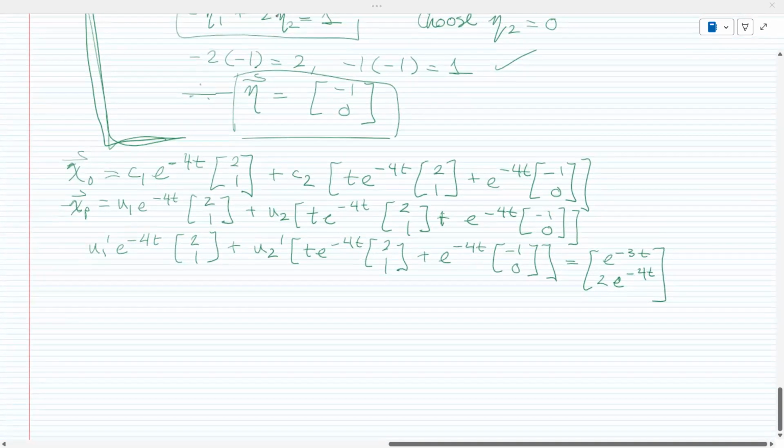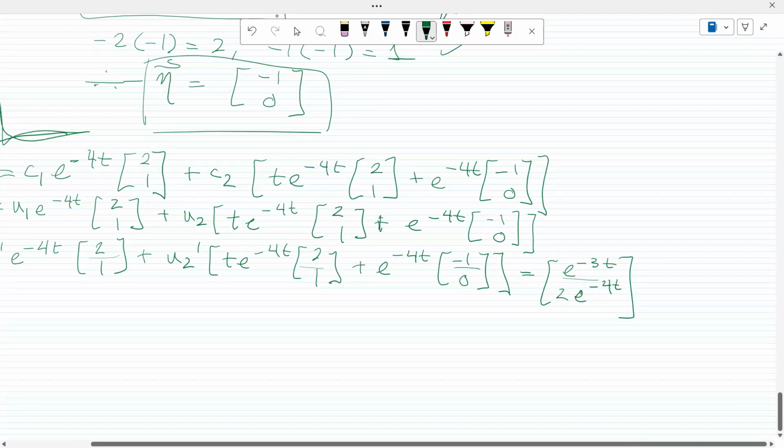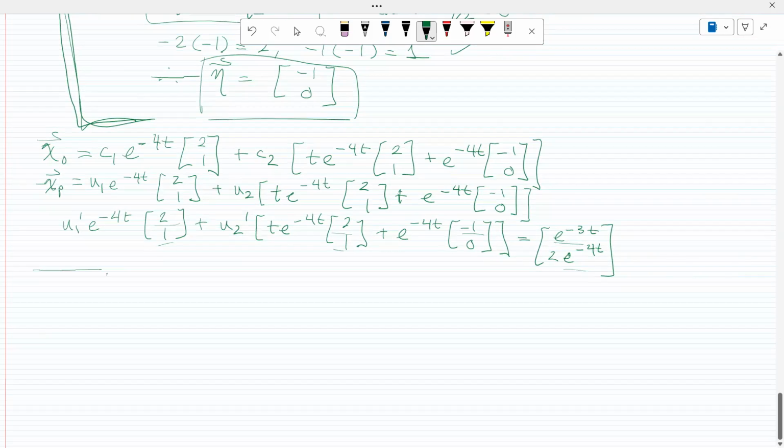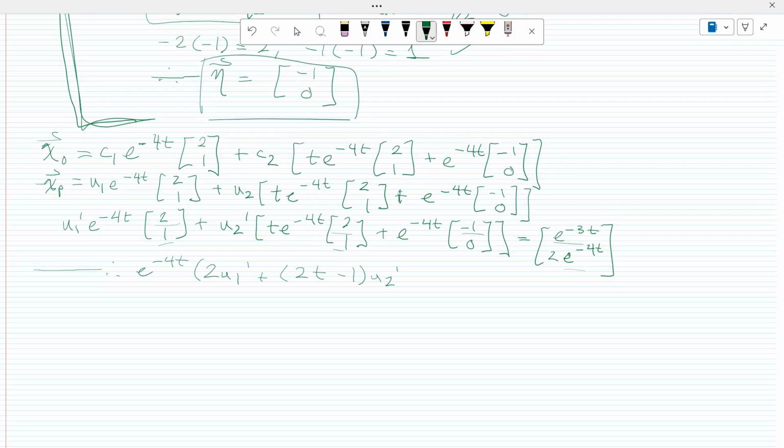All right. So once we have this, we can get two different equations by looking at all of the expressions in the first entry of the vector and all of the expressions in the bottom entry of the vector. So then we have that e to the negative 4t times (2u1 prime plus (2t minus 1) u2 prime) is equal to e to the negative 3t.